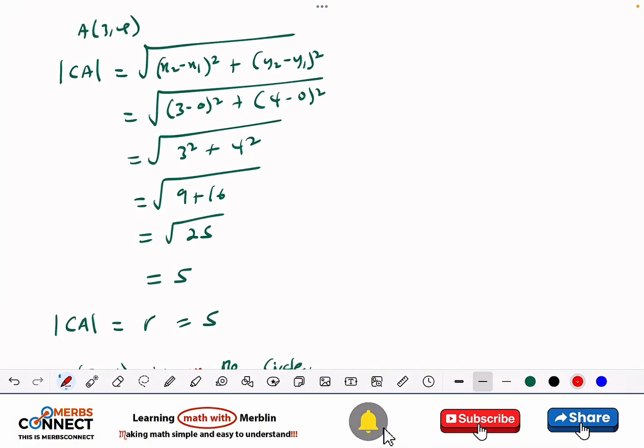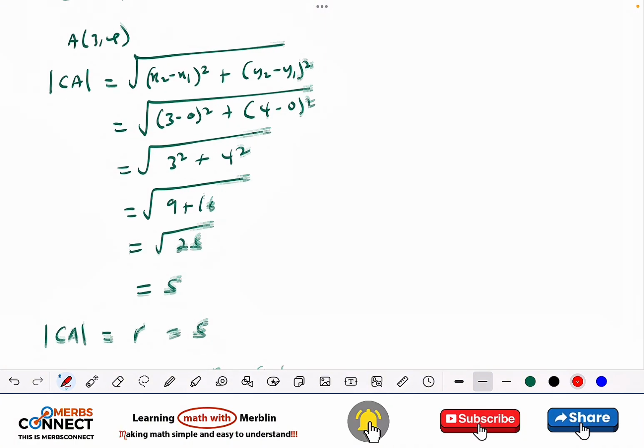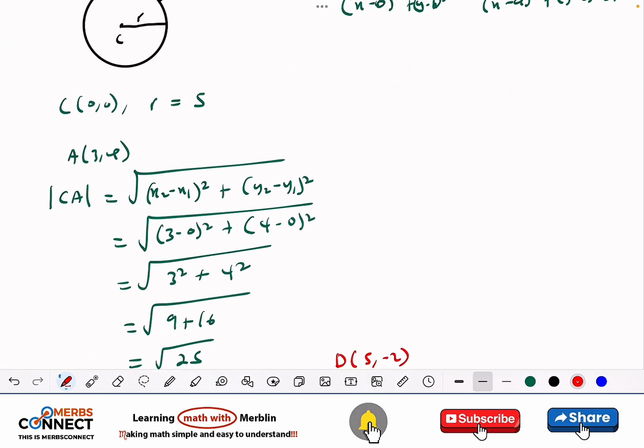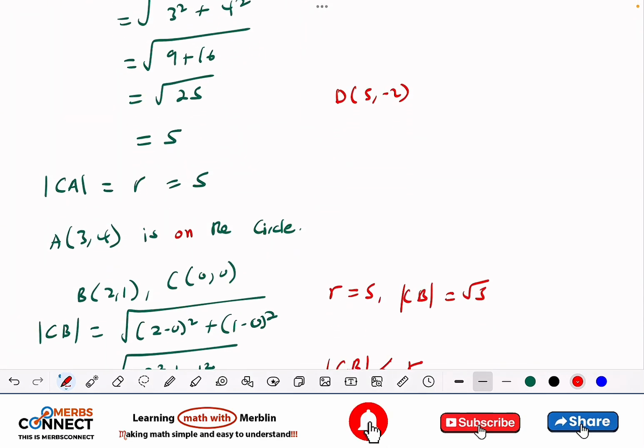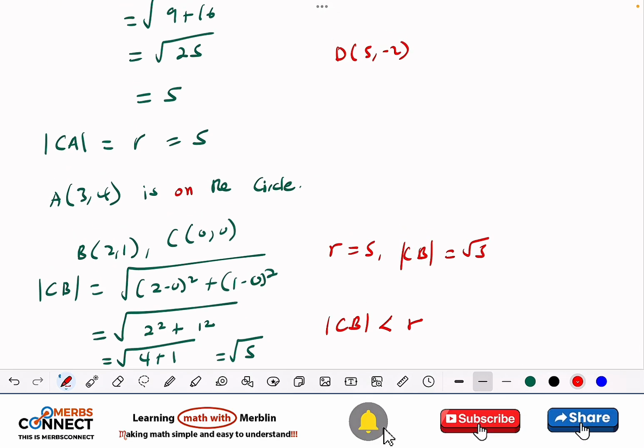Last one, let's do the last one here. Because we have C, let me assume that the last one is point D, which is 5 and minus 2. Good. Let's check. Oh, what will be the conclusion here? I think I didn't say it. Since it's less, this is inside. So this is inside the circle. Let me just put inside the circle here.